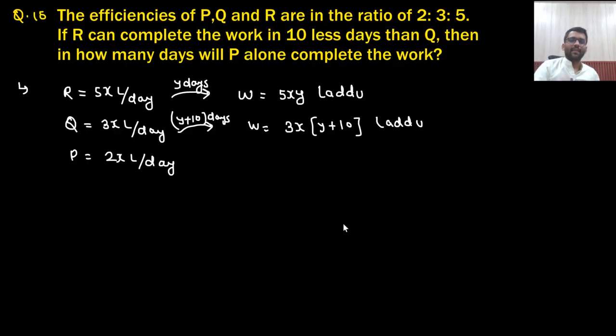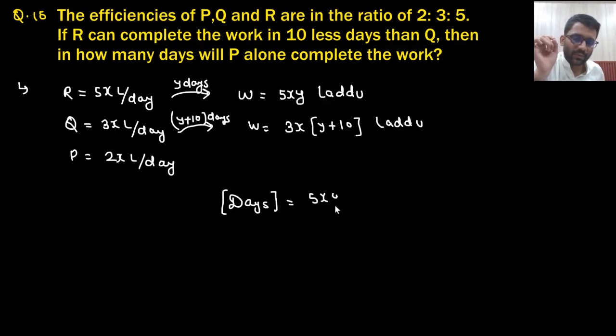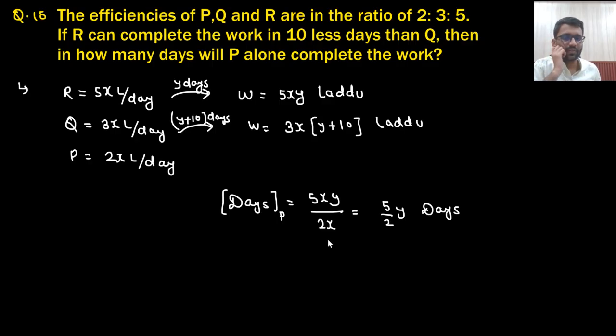Both are work only. Now what they are saying, in how many days can P alone complete the work? What is the work? Work is eating 5xy laddu divided by 2x. So in 5 by 2 Y days, this P alone can do the work, but you don't know the value of Y. So from where can you get the relation? From this equation, I guess you will get the relation, because both are work only.